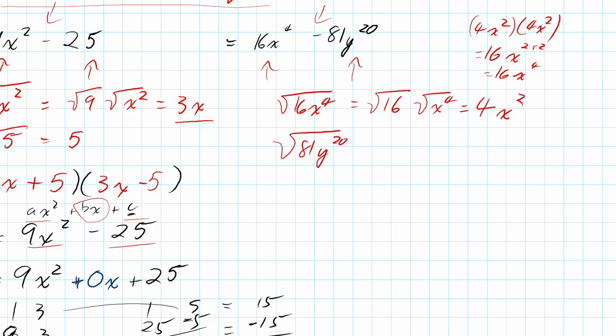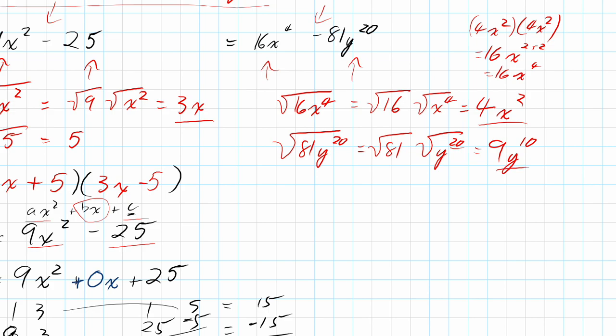81y to the 20th. Split them. Let's find the root of the coefficient and the root of the variable power. Root of 81, do some thinking. I end up at 9. For this one, we just halve the power, whatever the power is. So this becomes y to the 10.